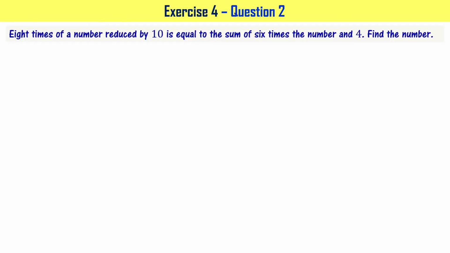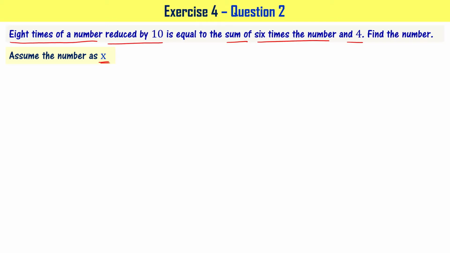Question number 2 is: 8 times a number reduced by 10 is equal to the sum of 6 times the number and 4. Find the number. Let's assume that the number is x. Look at the first statement. It says that 8 times a number, meaning 8 times x, reduced by 10 is equal to the sum of 6 times the number, meaning 6 times x, and 4.